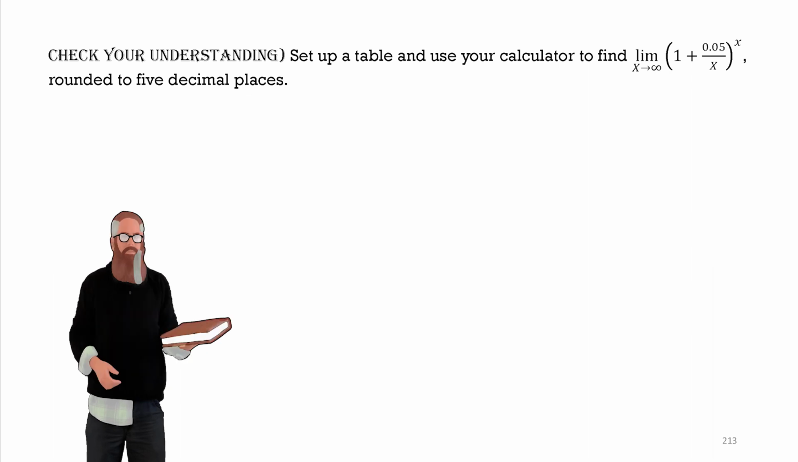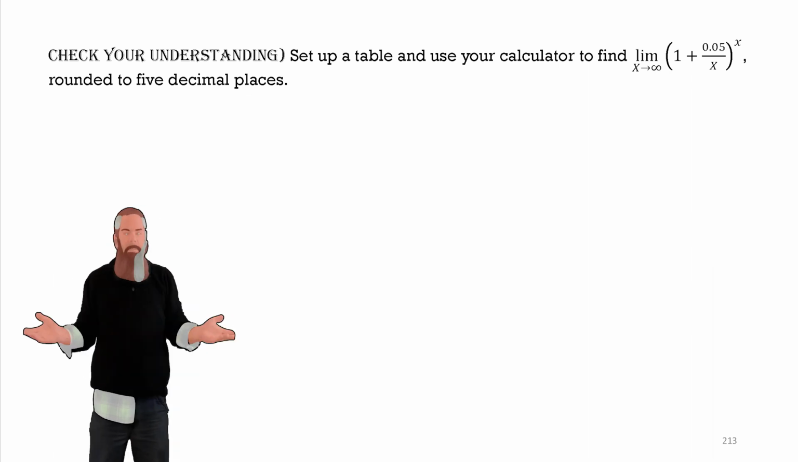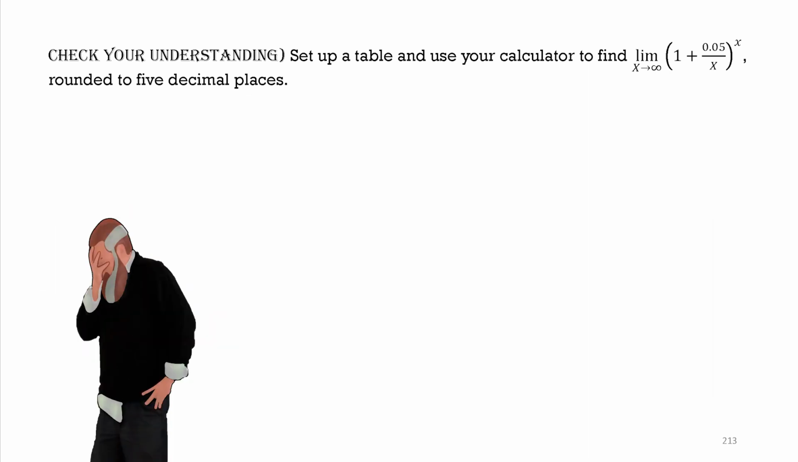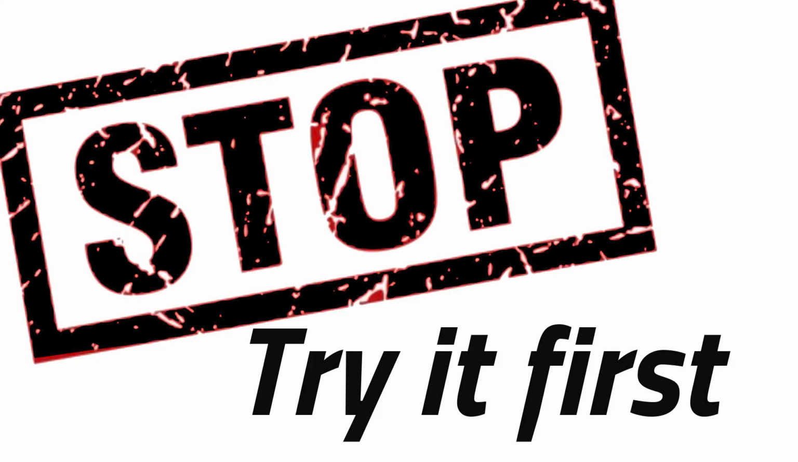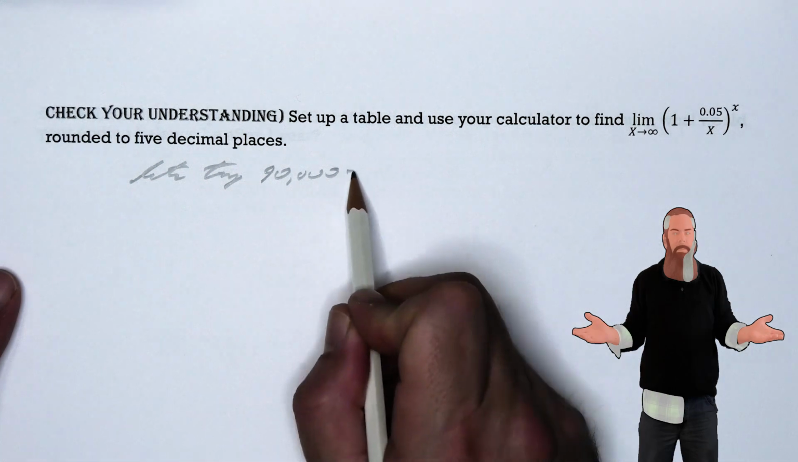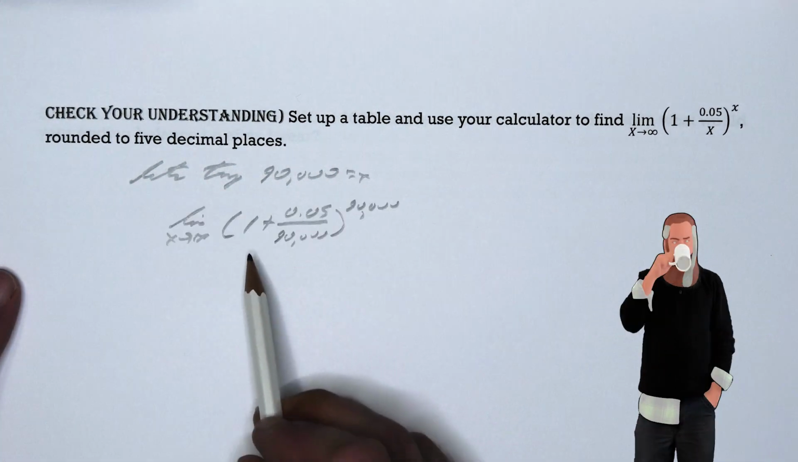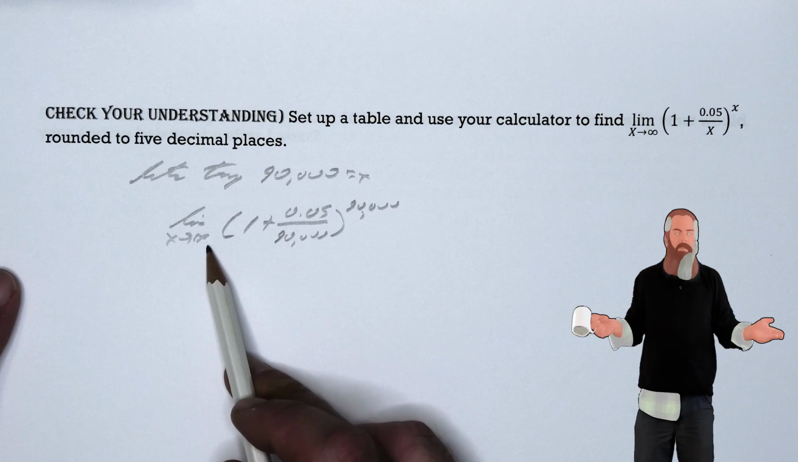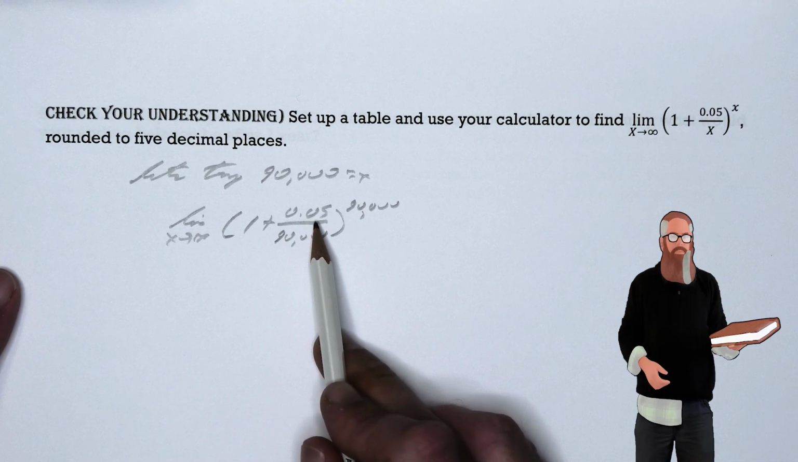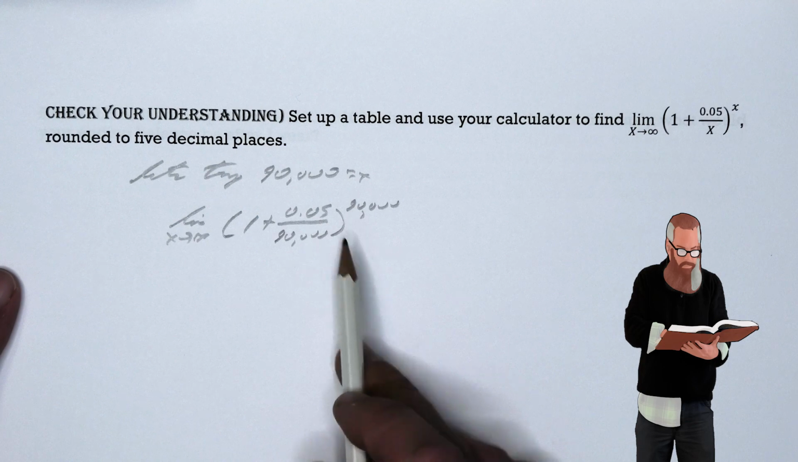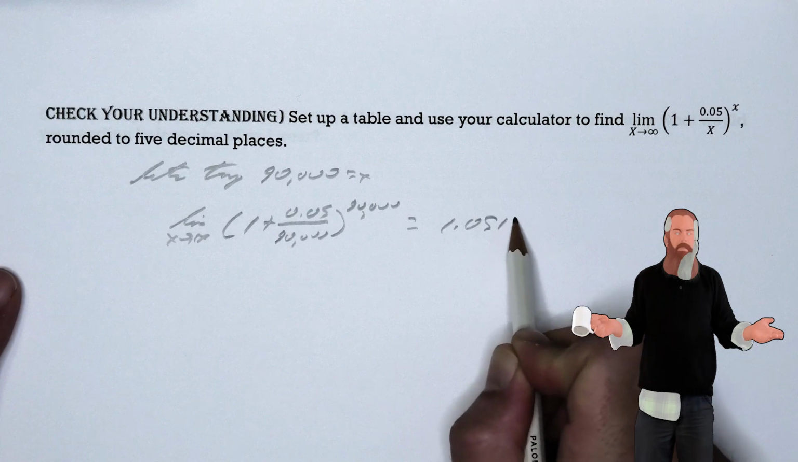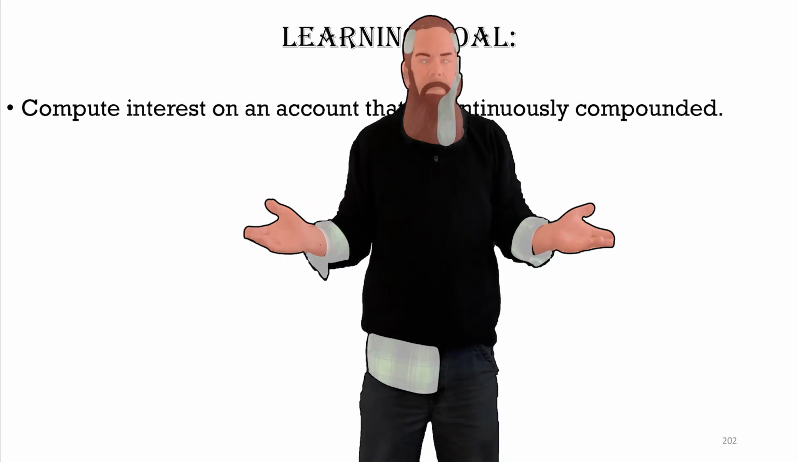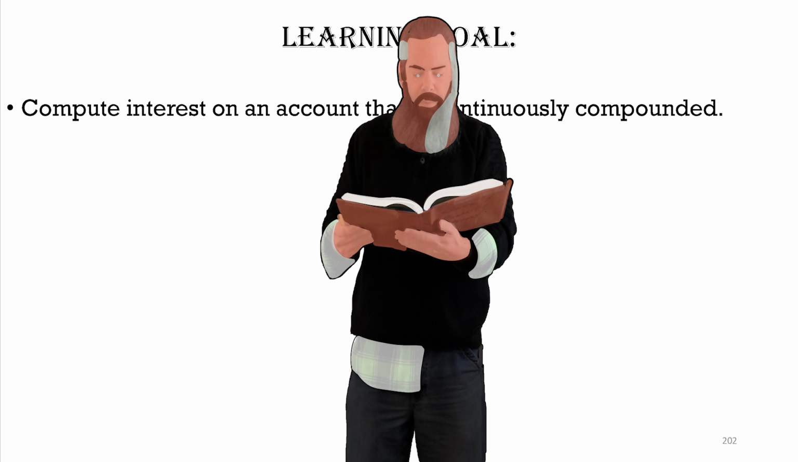Let's check our understanding of this, and we're going to find the limit as x approaches infinity of 1 plus 0.05 over x to the x power and round to 5 decimal places. Let's try what happens when 90,000 is equal to x. That means we're calculating 1 plus 0.05 divided by 90,000 to the 90,000 power. This is going to give us 1.05127.